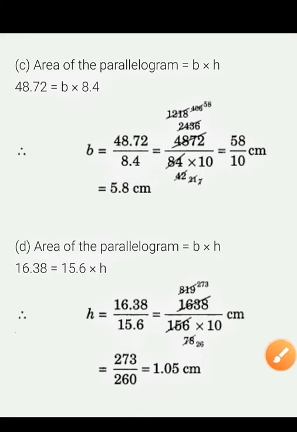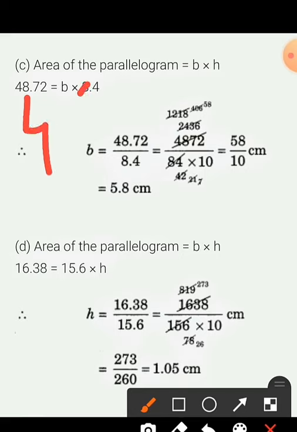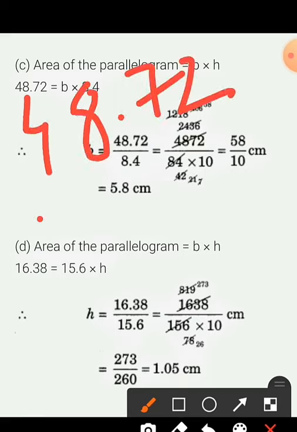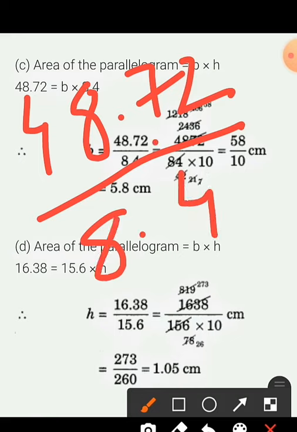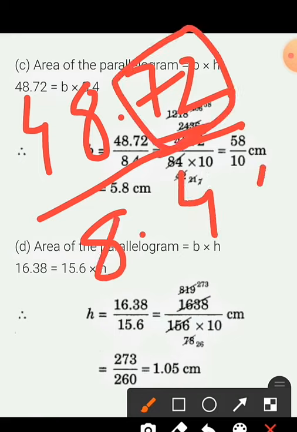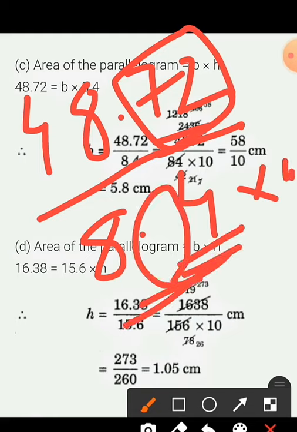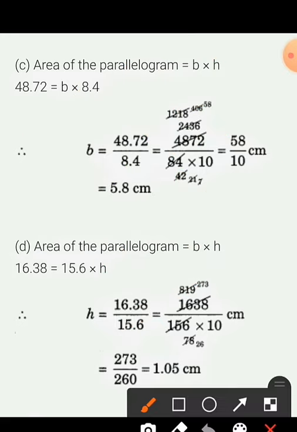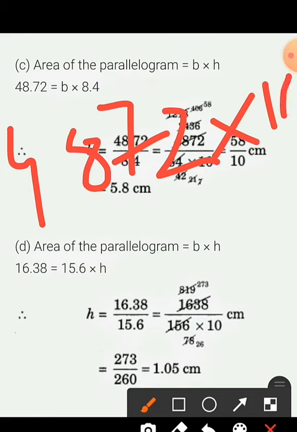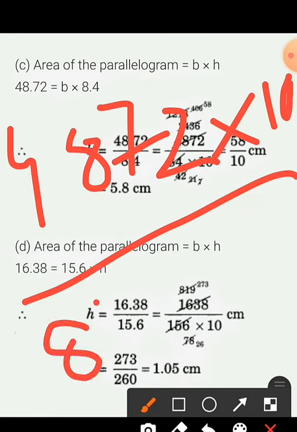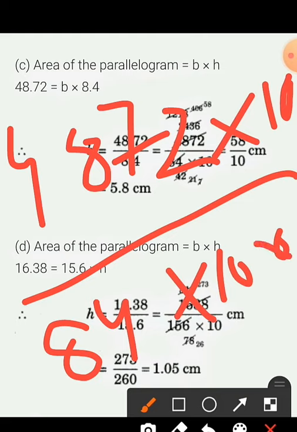So you need to do it carefully. So 48.72 upon 8.4. Here the point is after 2 digits, so 100 we have to write in the denominator, and here the point is after 1 digit, so 10 will go here with the numerator. So we will write 4872 into 10 and here 84 into 100. Now this 10 and this 10 will be cancelled. So what is left? 4872 upon 84 into 10.